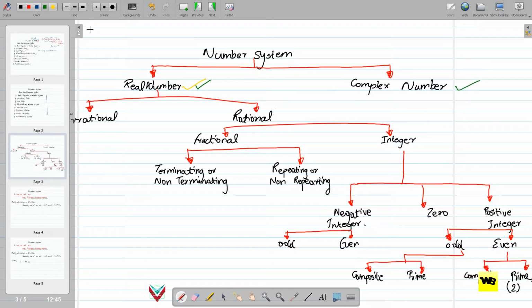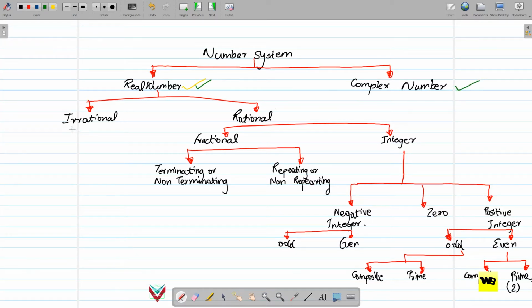In real number you can see rational number and irrational number. Rational number is divided into two types, fractional and integer. Fractional can be terminating or non-terminating, and repeating or non-repeating. Integer is divided into three types: negative integer, zero, and positive integer.